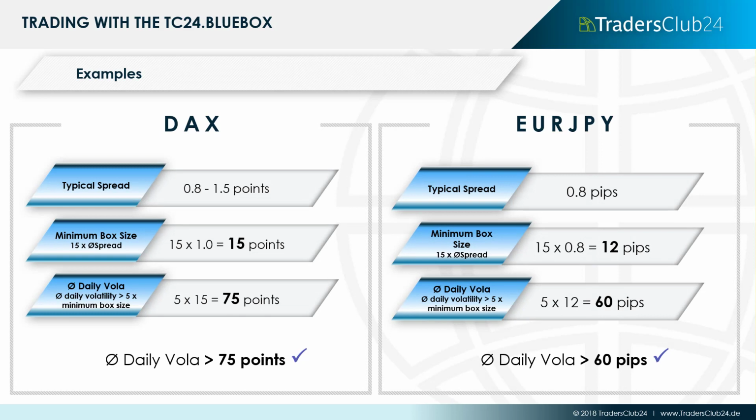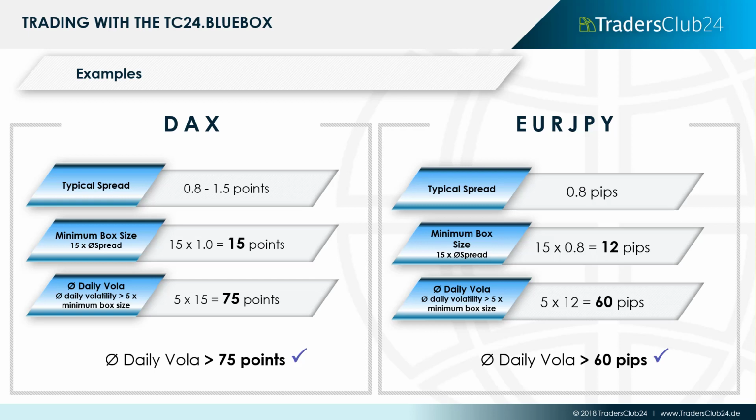Quick example here from the DAX on the left and the Euro Japanese yen on the right hand side. First on the DAX, typical spread between 0.8 and 1.5 points. So that's the difference between the ask line and the bid line. So the minimum box size needs to be 15 points. The maximum box size is 75 points.